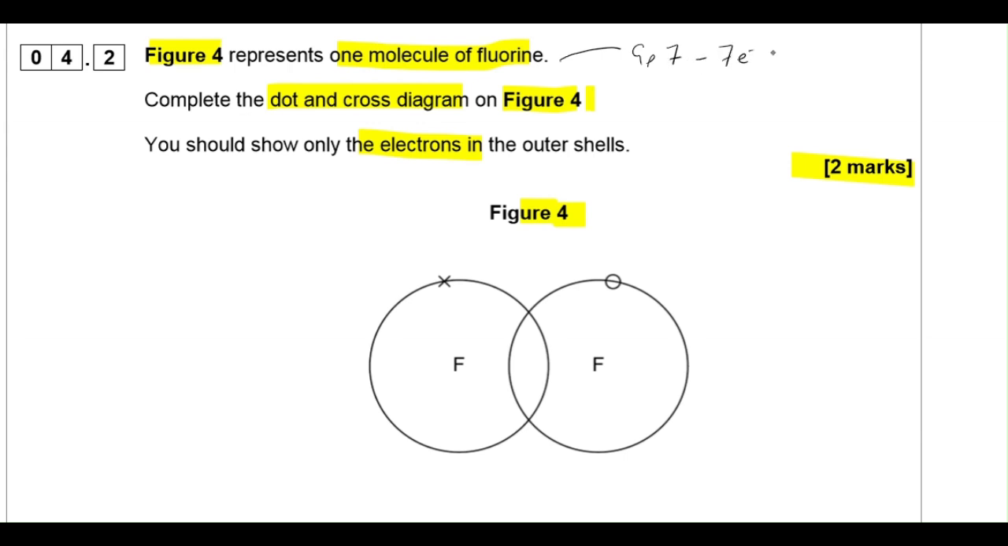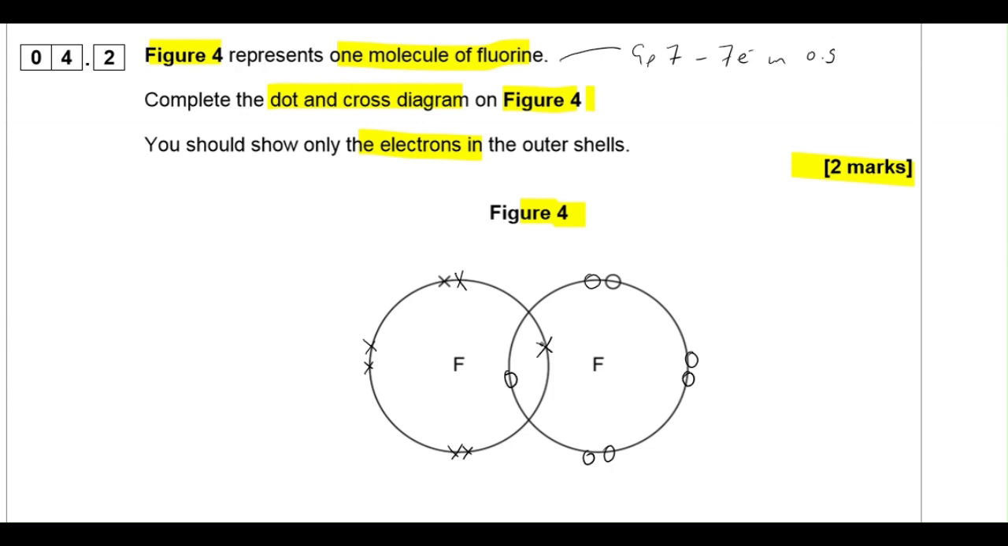You've probably been told that it's a good idea to put electrons in pairs as well. So if you go around the fluorine, you get 3 pairs of crosses, and then the 7th cross goes in the overlap area. Likewise for the second fluorine, the 6 electrons in 3 pairs and then the 1 in the overlap. Now those electrons in the middle, they can go anywhere on the line or inside the line for 2 marks.